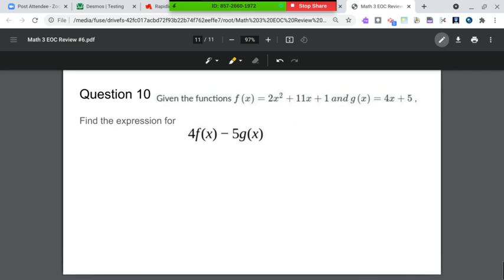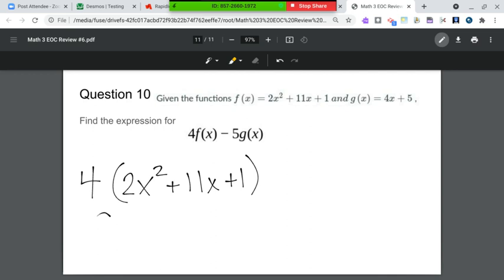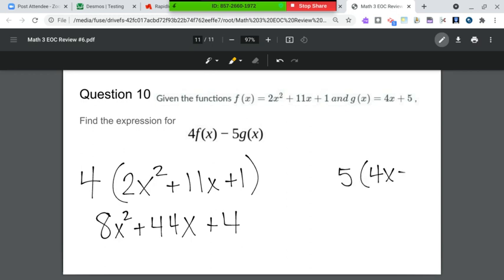Okay, number 10, last question for today. Given the functions f of x and g of x, find the expression 4 times f of x minus 5 times g of x. Okay, so this is operations of functions. We're going to do 4 times 2x squared plus 11x plus 1, which is going to give us 8x squared plus 44x plus 4. And then we're going to take 5 and multiply it by 4x plus 5.